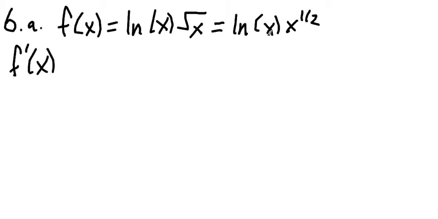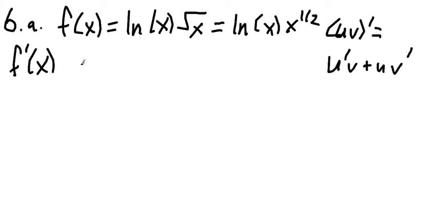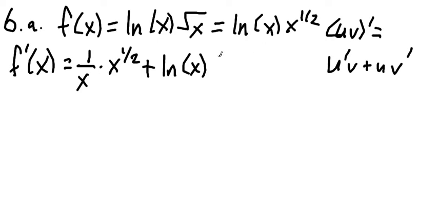Remember, the product rule says that if I've got u times v, and I take the derivative, I get u prime v plus u times v prime. So first I take the derivative of the natural log of x, which is 1 over x, and I multiply by x to the 1/2. I leave that guy alone. Then I add the natural log of x times the derivative of x to the 1/2, which is 1/2 x to the -1/2. All right, just the power rule. That's it. If you want to make it look prettier, go ahead. I'm not going to stop you, but this is good enough.